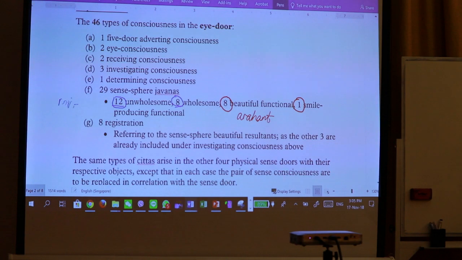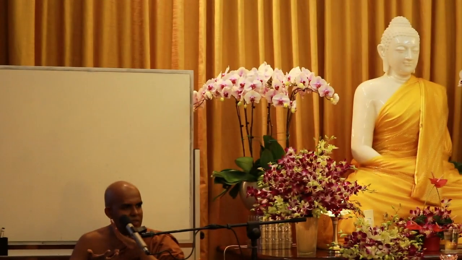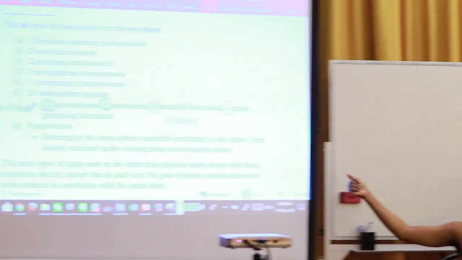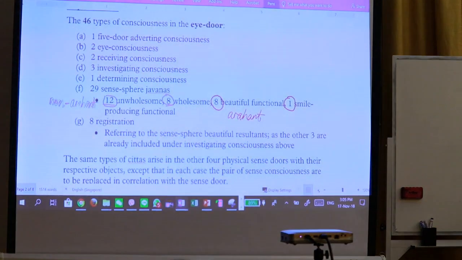For the Arahat, because the Arahat has already cut off all defilements, they have already cut off the wholesome and unwholesome. Because of that, only functional javana arises for the Arahat, one of the 8. Okay? Now total how many? 29.